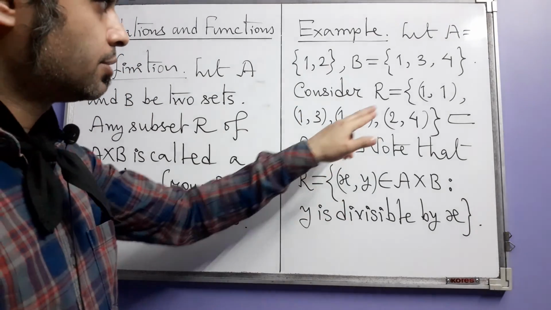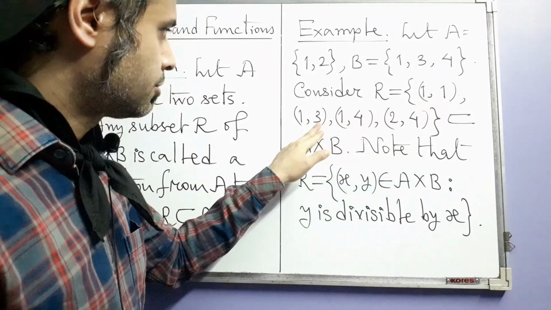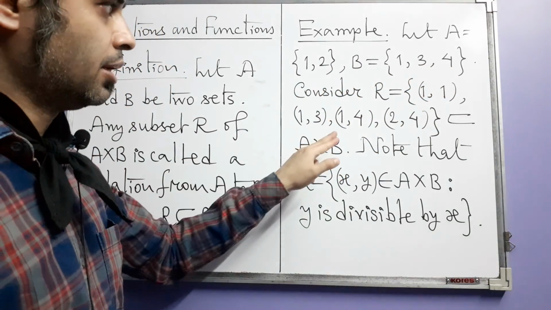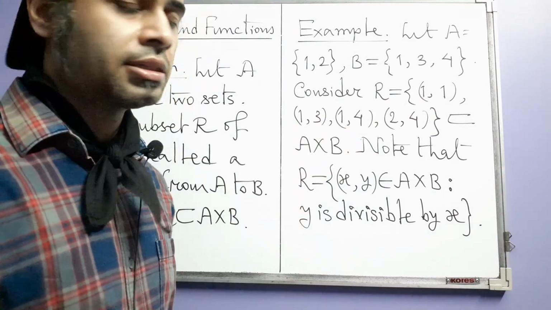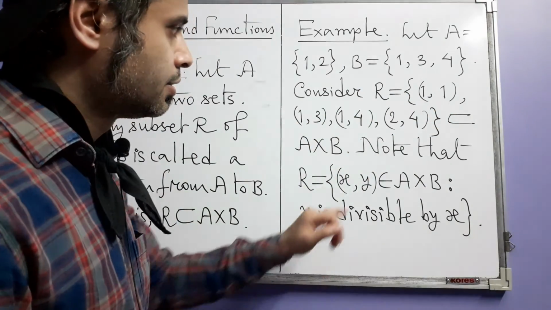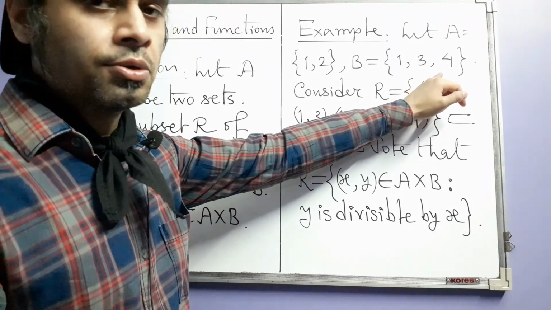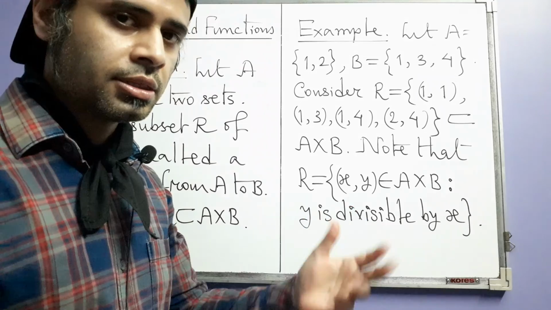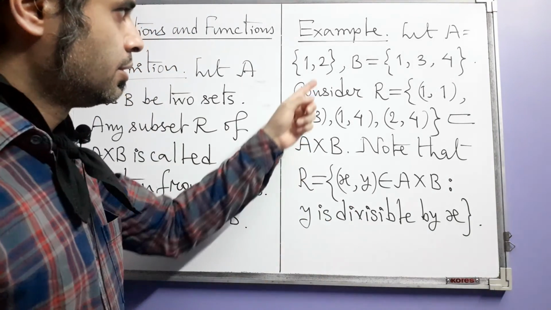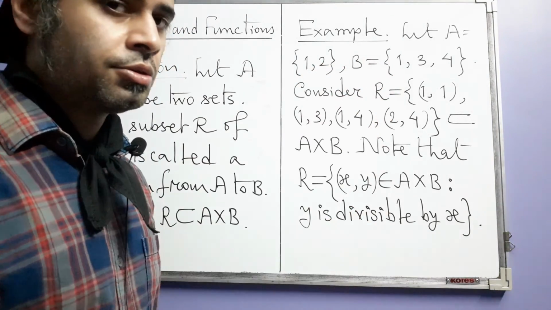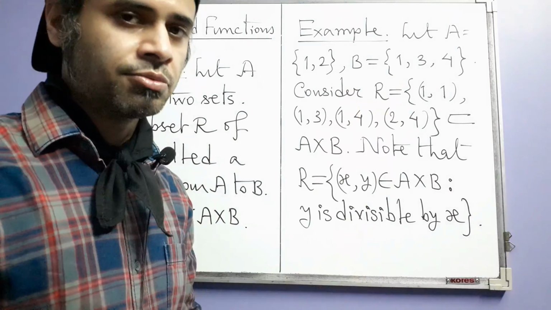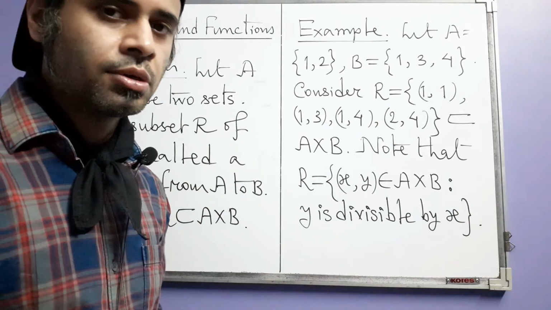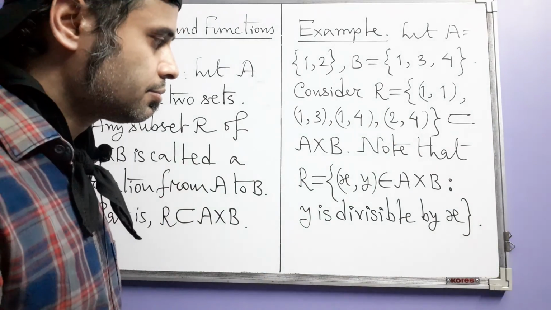Yes, because you see 1, 3 and 4, each one of them is divisible by 1. That is why we have these pairs in the relation R. 2 divides 4. 4 is divisible by 2. That is why we have the pair (2, 4) inside that relation. Does 2 divide 1? No. That is why we do not have (2, 1). Similarly, 2 does not divide 3, so you do not have (2, 3) in this relation.